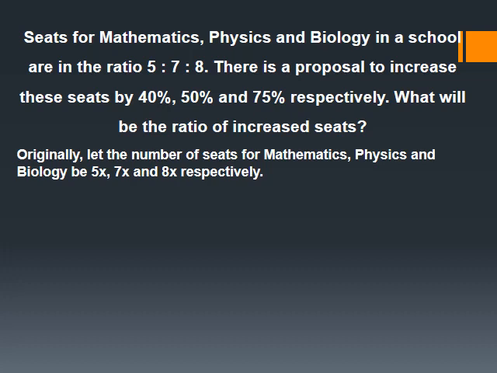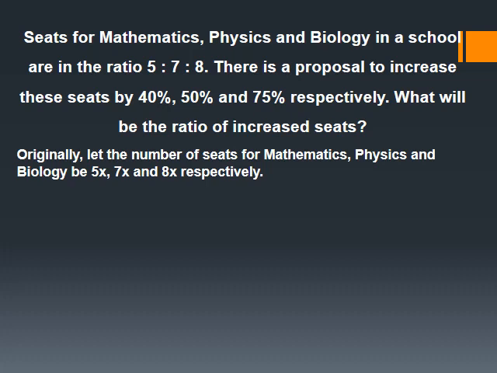So what we do, we can say the total number of seats is x, since there is a proportion. Let the number of seats of mathematics, physics and biology be 5x, 7x and 8x. Why x? Because x is the total number. Whenever there is a ratio given like this, 5:7:8, that means this is the proportion of the total. So total is assumed as x.